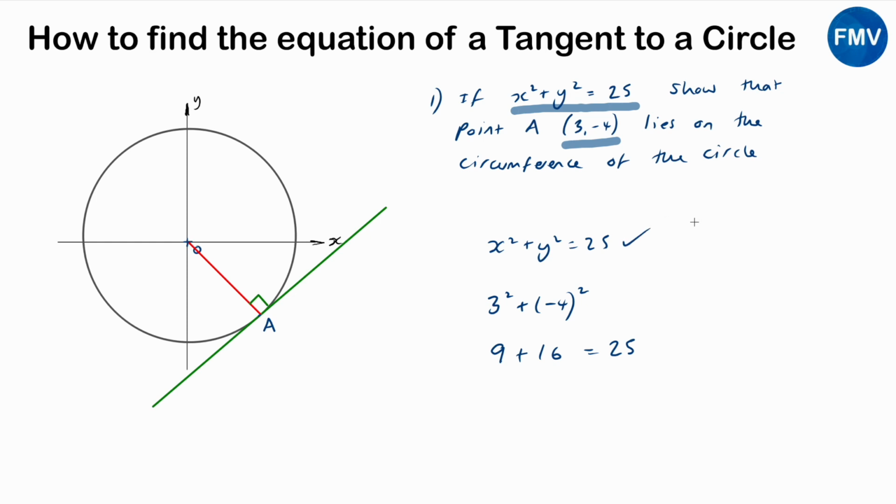So therefore we do know it lies on the circumference of the circle. So we can say that yes, point A is on the circumference of the circle. And that's it. So now let's look at a question that involves this tangent.